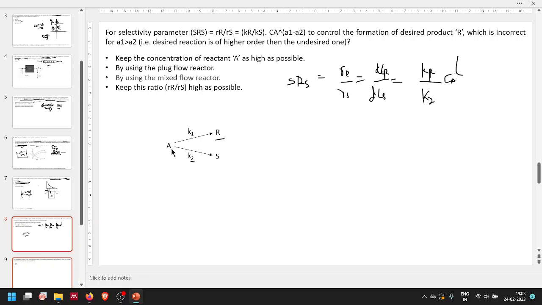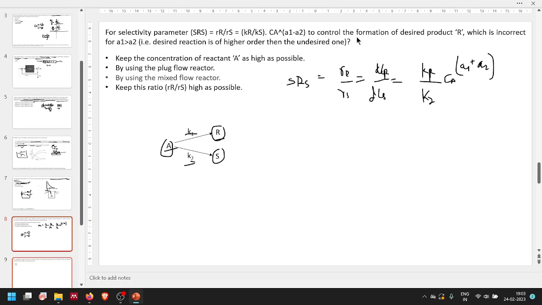Now, the order of the reaction here will differ, as R is the desired product and S is the undesired product. Since the reactant is decomposing to form these two with different rate constants, it is possible that they might proceed with a different order of the reaction. So let's name them A1 and A2. Consumption of A will proceed with both of the reaction orders being added as the reaction proceeds.